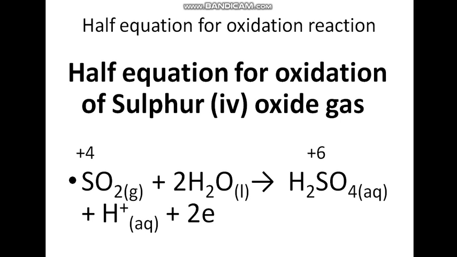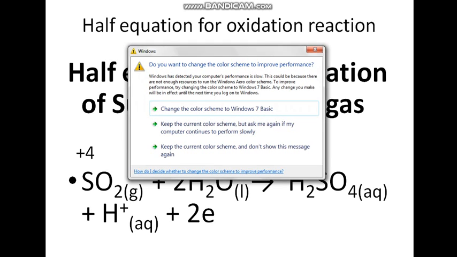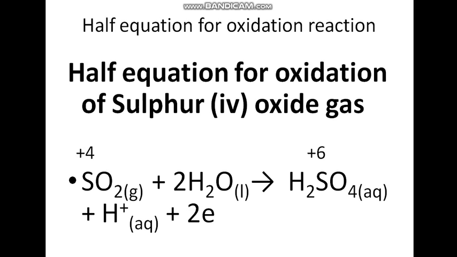I want to look at example 2. Example 2 involves oxidation of sulphur 4 oxide gas in aqueous medium. In the oxidation of sulphur 4 oxide gas in the presence of water, it is the sulfur of SO2 gas that is oxidized and is the reducing agent. Note that when SO2 in the presence of water is oxidized, it gives dilute H2SO4 acid solution. On the tutorial board is the half equation for oxidation of sulphur 4 oxide gas in the presence of water.